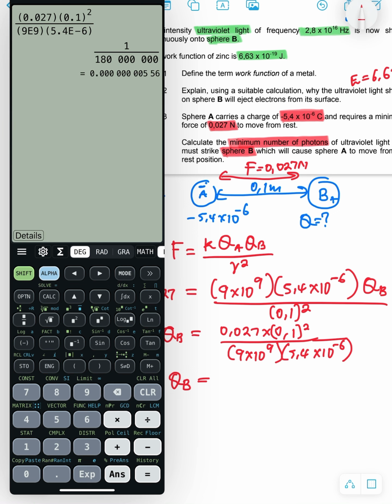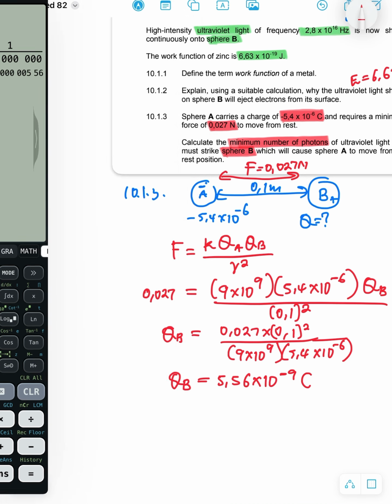So the answer here, in scientific notation, is going to be 5.56 times 10 to the power of, let me check here, 1, 2, 3, 4, 5, 6, 7, 8, 9, so that is to the power of -9. So that is -9 coulombs. That is the charge of sphere B.